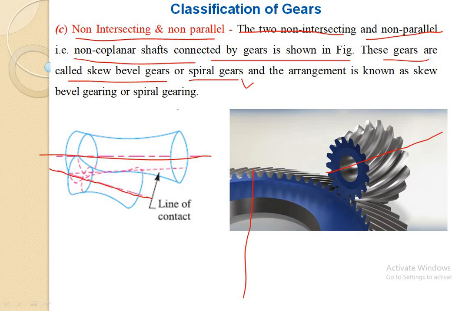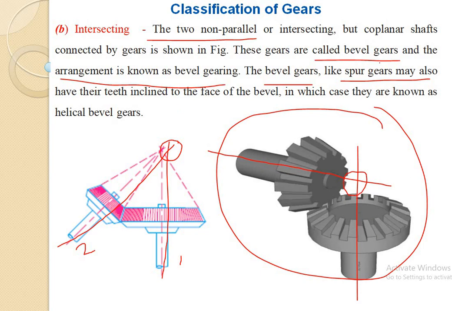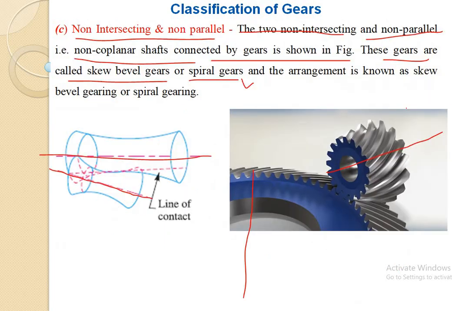First we have seen when the axes are parallel. In that category we have seen spur gear, single bevel gear, single helical gear and double helical gear. In the second category, if the shaft axes are non-parallel and intersecting, then these are known as the bevel gears. And in the third category, if the axes are non-intersecting and non-parallel, then these are known as the skew gears, skew bevel gears or spiral gears. So these are the three subtypes depending upon the position of axis of shaft between which we have to transmit the power. This is the first major classification, depending upon the position of axis of shaft.